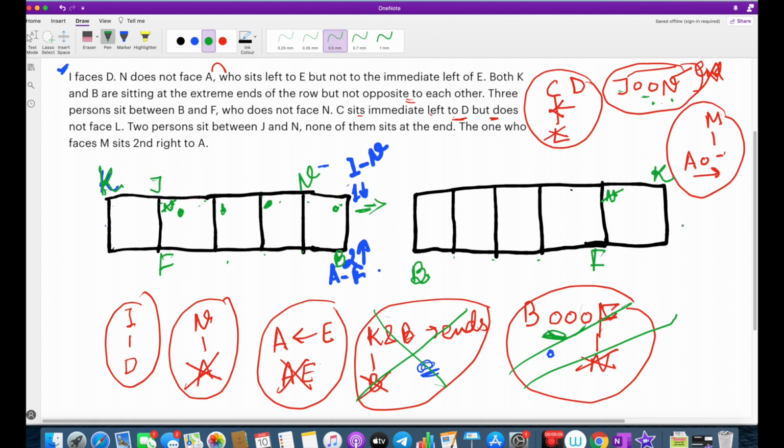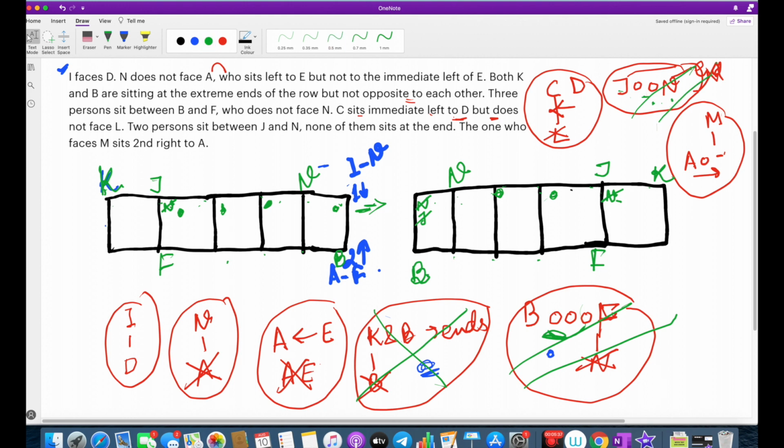Now let's consider this second possibility. In the second possibility, you cannot place N here, and you cannot place J here also. Let's try placing N here. If we place N here, then there will be no place for J. If you place N here, then also there will be no place for J. So you have to place N here. After leaving two places, J will be here. Okay, done. So this condition is also done.